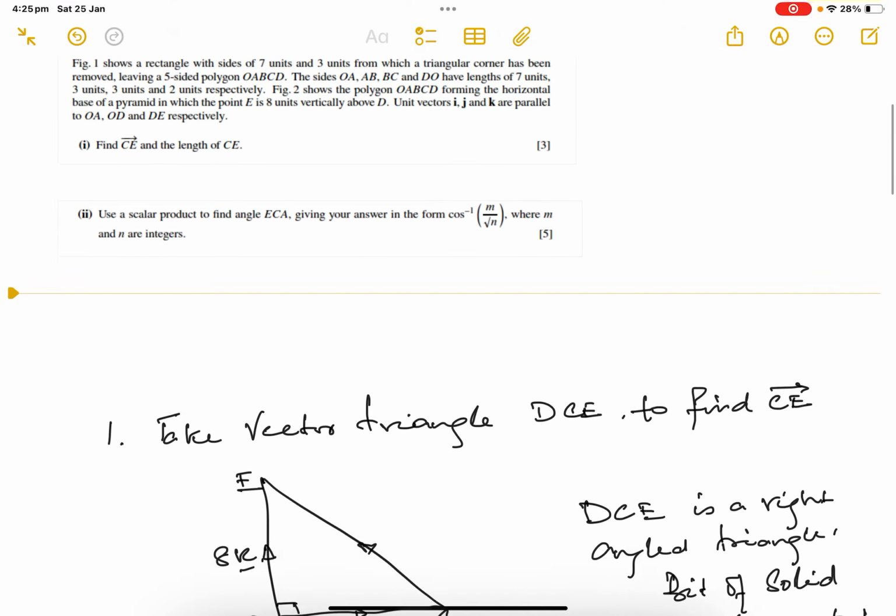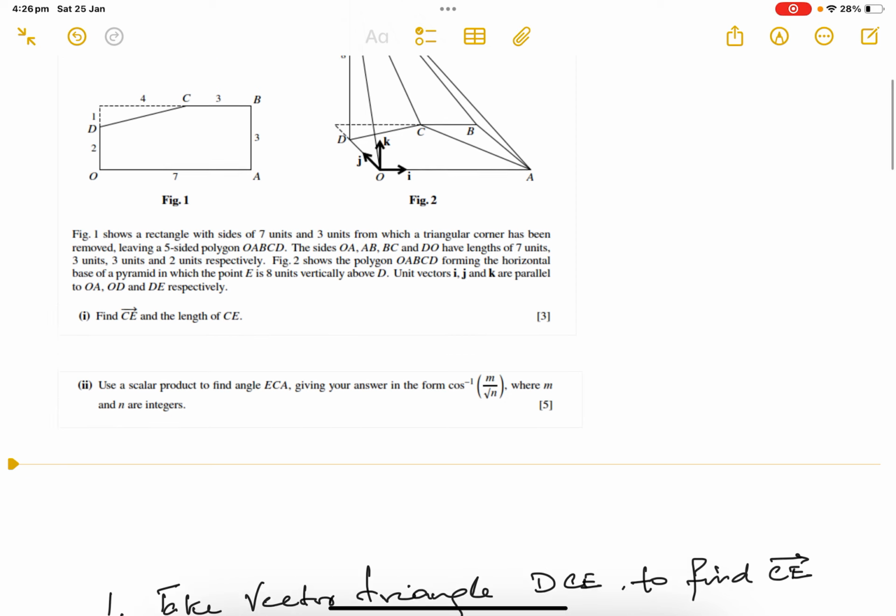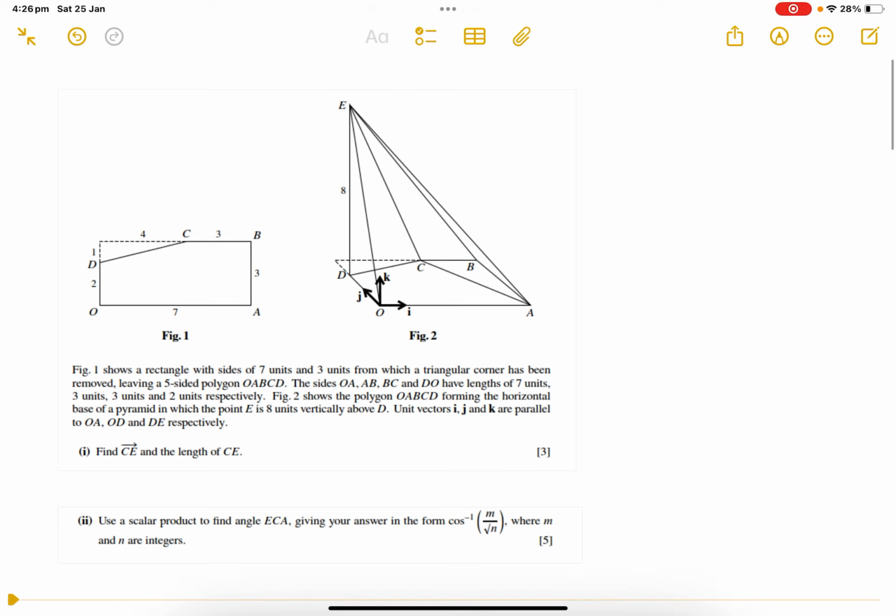The second part is to use a scalar product. So they just give us the idea of how we can do it. Use the scalar product to find angle ECA. Give your answer in the form cos inverse m over root n, where m and n are integers. Okay, right. Now we need to find the two vectors which form ECA.